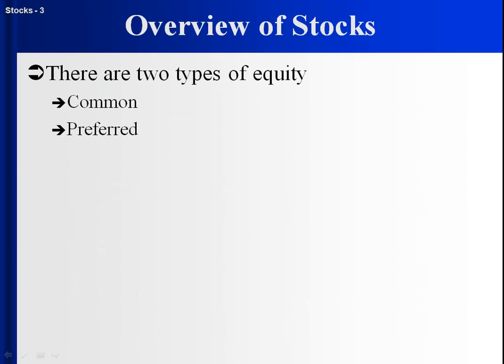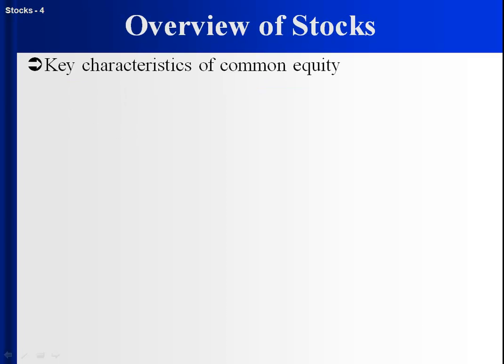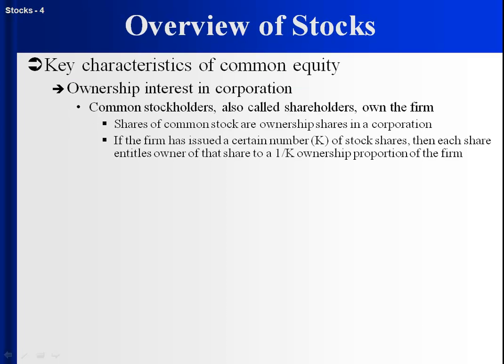There are two kinds of equity: common equity and preferred equity. Let's take a look at common equity first, some key characteristics. It is an ownership interest in the corporation. So basically, if a company issues 1 million shares, every share that somebody owns is an ownership share. If a company has 10 million shares out there and you own 1 million shares, you own 10% of that company.